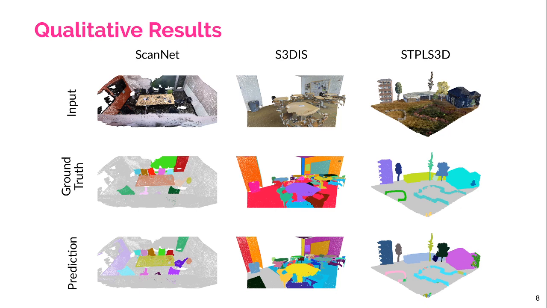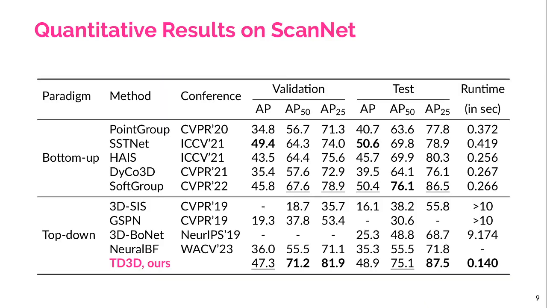Let us look at 3D instance segmentation results obtained in three benchmarks. ScanNet and S3DIS both contain indoor scenes, while STPLS3D is a large-scale synthetic outdoor dataset. To compare with other 3D instance segmentation methods quantitatively, we measure a mean average precision score. On ScanNet, TD3D outperforms top-down competitors by a large margin, and also it ranks the first in the hidden test leaderboard. In the meantime, our method is much faster than existing approaches, processing as much as 7 scenes per second.